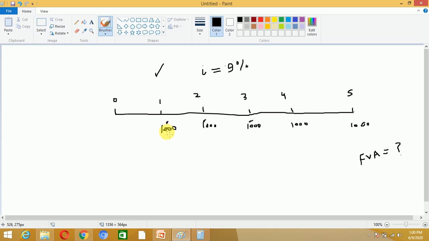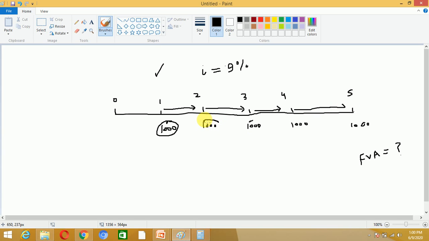What is the interest? 9%. So see, this $1,000, you are making payment here at the end of the first year. So you will get interest one time on this $1,000, means 9%. You will receive interest here, here, and here. So in 5 years you will receive interest 1, 2, 3 and 4 times.